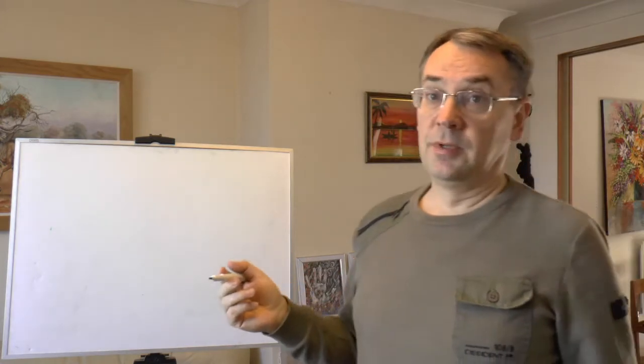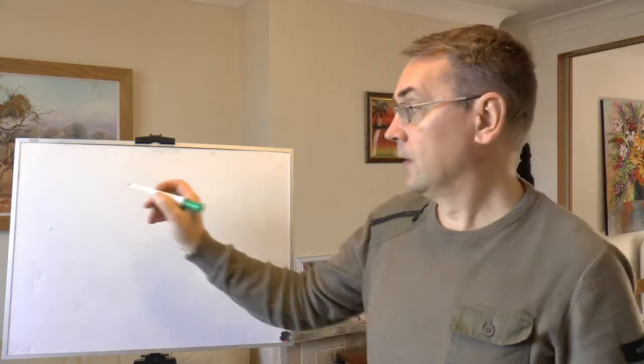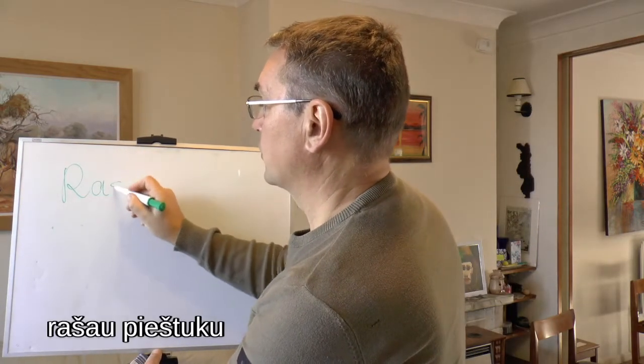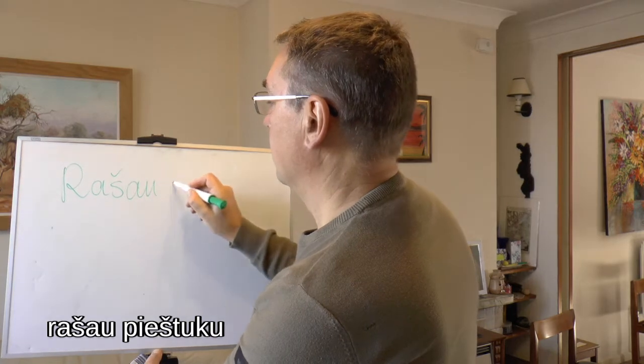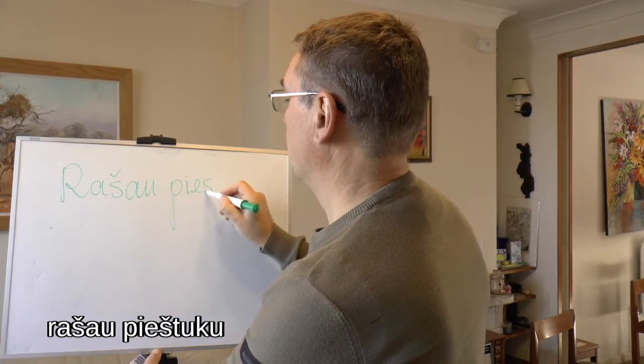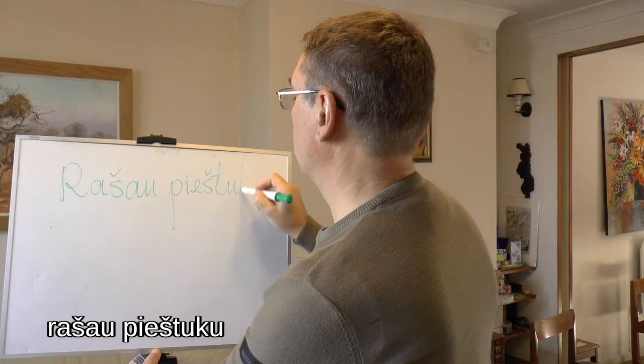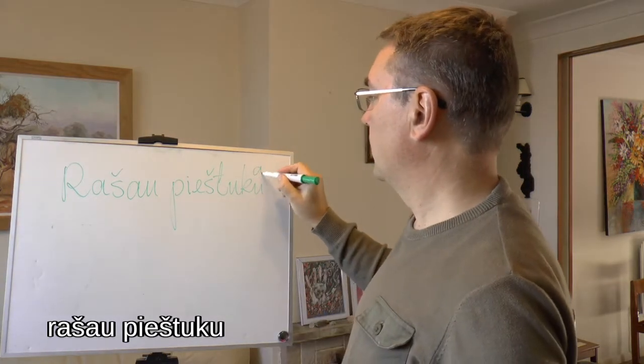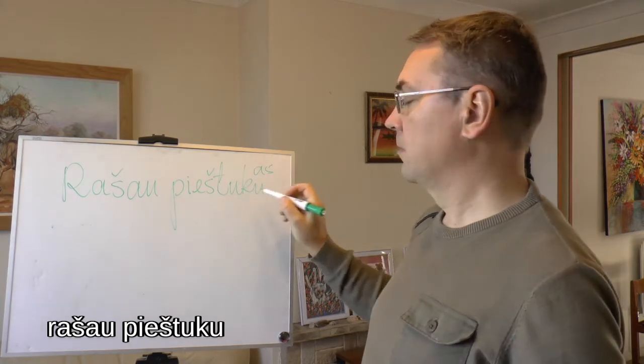Šiandien mokysimės įnagininką. Instrumental case indicates a method or instrument by which an action is accomplished. For example, I'm writing with a pencil. I'm writing using the pencil. Rašau, or aš rašau, pieštuku. Nominative case pieštukas, instrumental pieštuku.